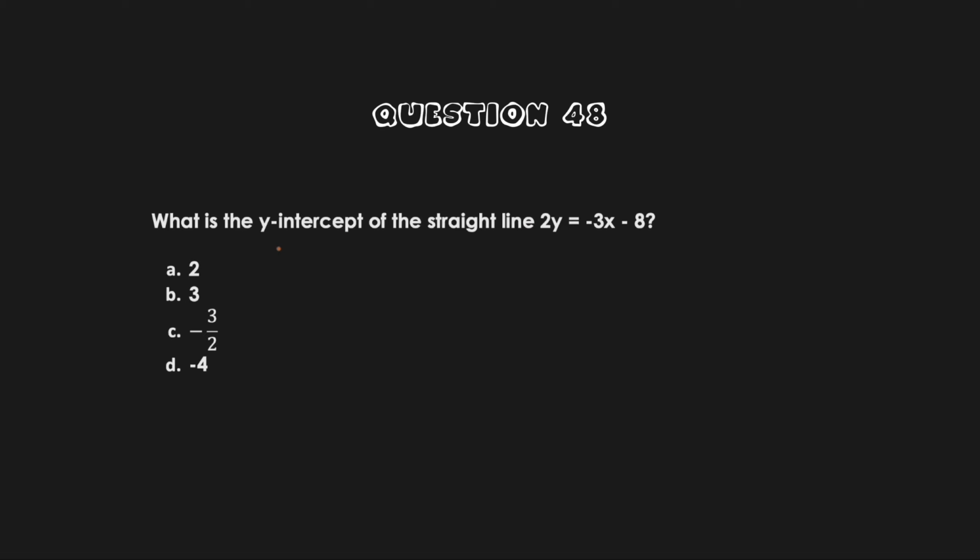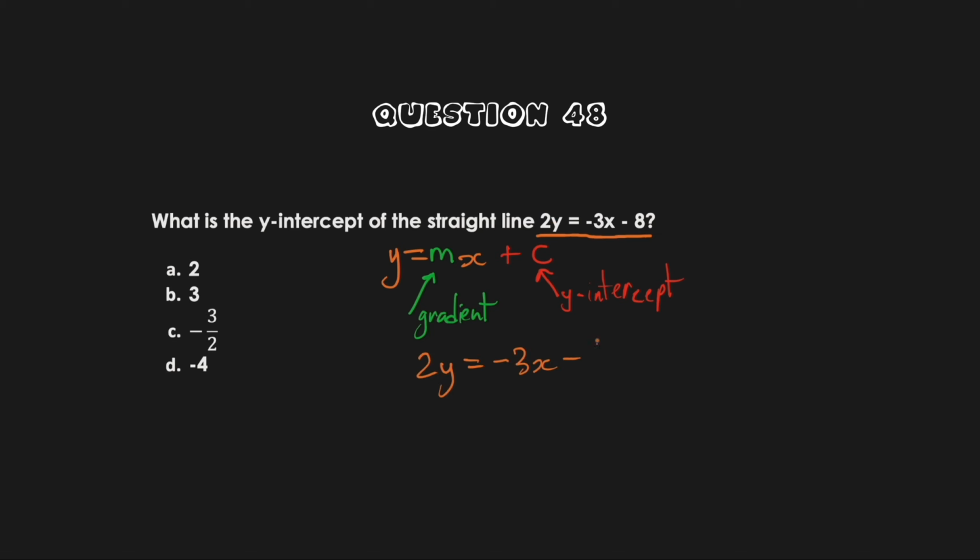So in order to find the y-intercept of a straight line, we must have it in the form y is equal to mx plus c, where m represents the gradient and c represents the y-intercept. Now, as you can see with this equation that we have here, y is not the subject of the formula. In fact, the subject of the formula is 2y. So in order to make y the subject of the formula, we have to get rid of this 2. And since it's multiplying the y, that means we divide both sides by 2.